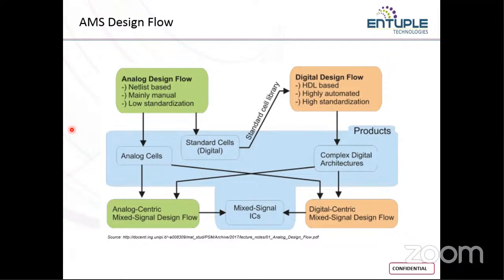But when you come to digital design flow, it is HDL based and highly automated. Just give a script or a program, and the tool does everything for you. Analog modules can be used in digital by using standard cell libraries, and digital modules also can be used in analog by converting the HDL into a symbol. That is what we are going to see today.